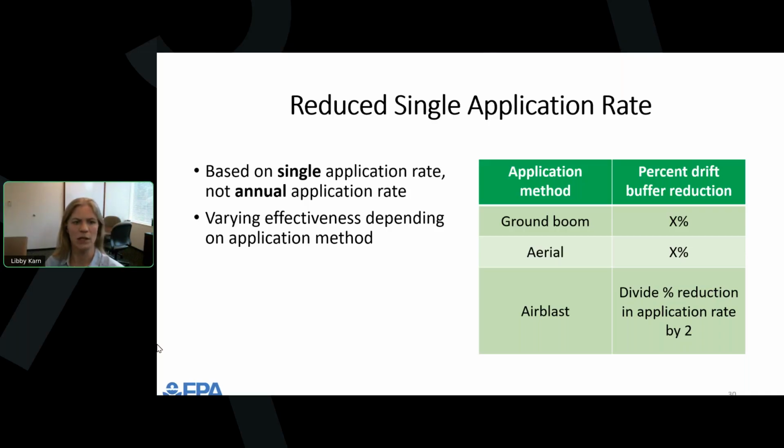For air blast applications, you would divide this reduction by 2. So a 50% single application rate reduction would reduce the drift buffer distance by 25%. Like with runoff and erosion rate reduction mitigation, users should consider resistance management and not apply less than the rate they expected is needed to achieve effective control of target pests.